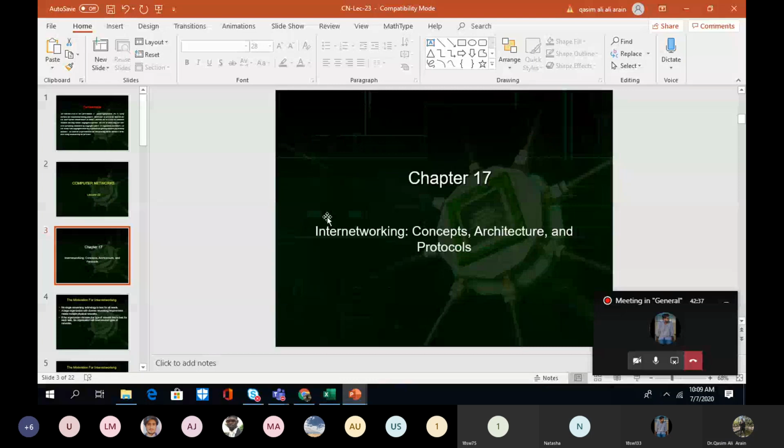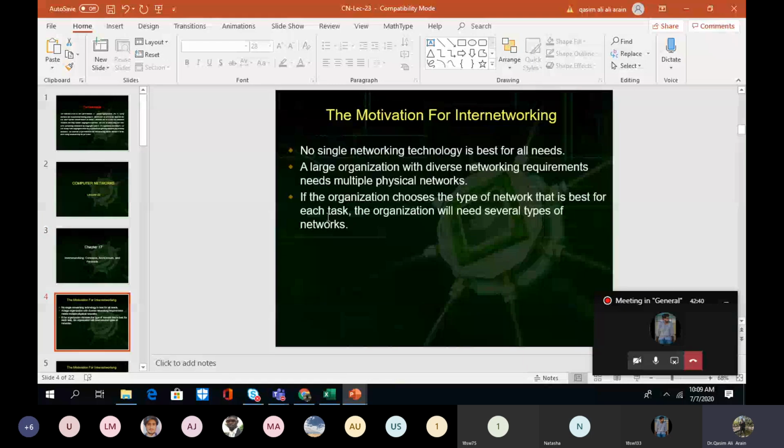So what is the motivation for internetworking? I'm going to read it for you. No single networking technology is best for all needs. Now what does it mean? It means that, I mean, by networking technology, like we have studied regarding Ethernet.